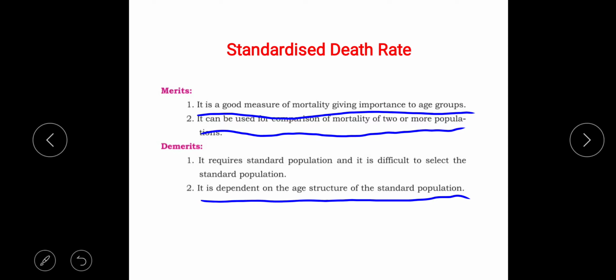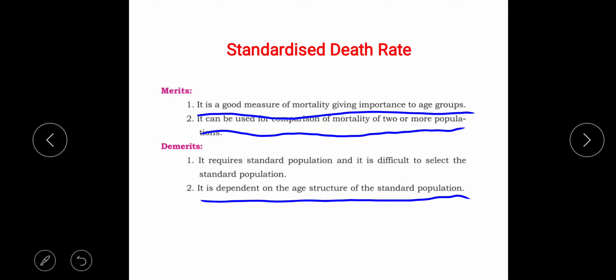We have discussed CDR, that is average death rate of the given location's population. Here we tell per 1000 individuals how many deaths are occurring. And second, ASDR, there we calculate death rates for particular age groups. And then standardized death rate, here we calculate STDR with help of ASDR and standard population.